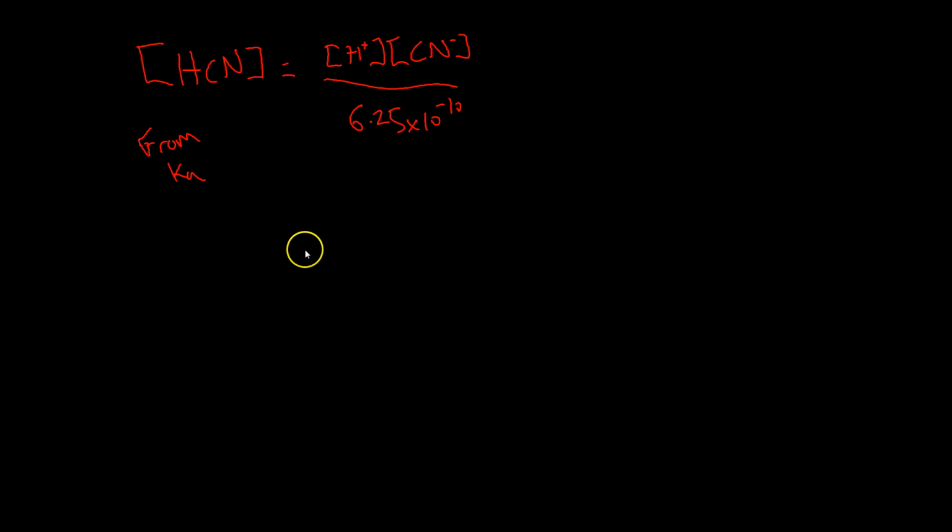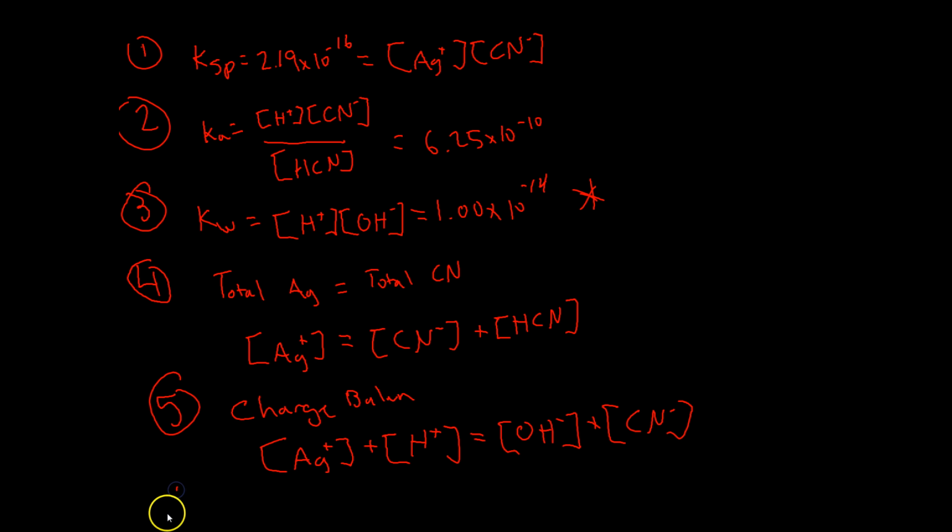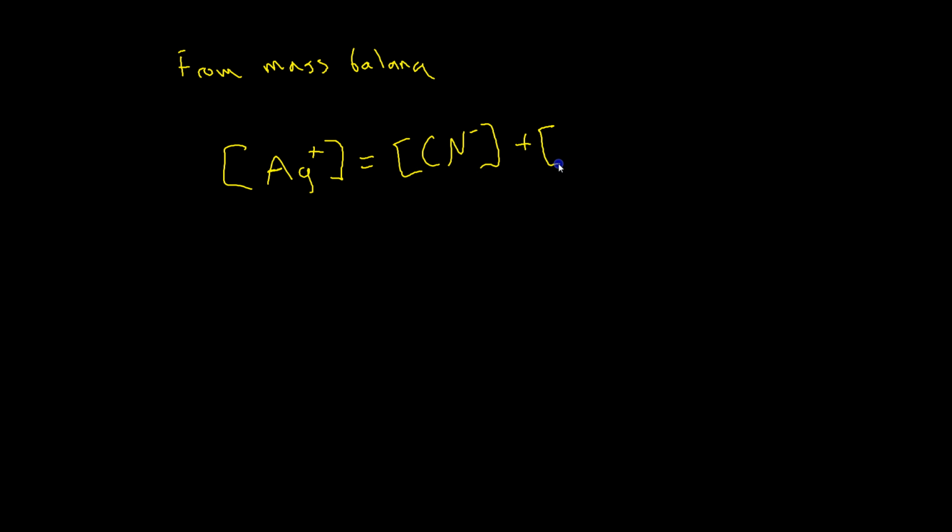Okay, and so now that we have that, we can then plug that into another equation, right? And so this is from our mass balance. So maybe I'll use a different color if it will let me. There we are. So in this case, let's use our mass balance, which is this one down here, which is personally one of my favorite equations. So our mass balance, we get this relationship where our silver equals our cyanide plus our hydrogen cyanide.